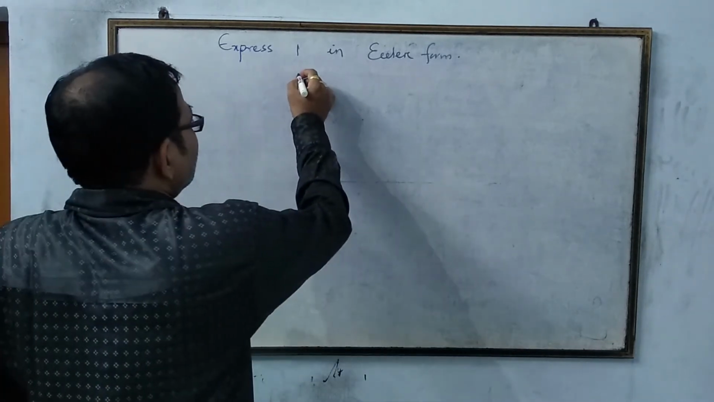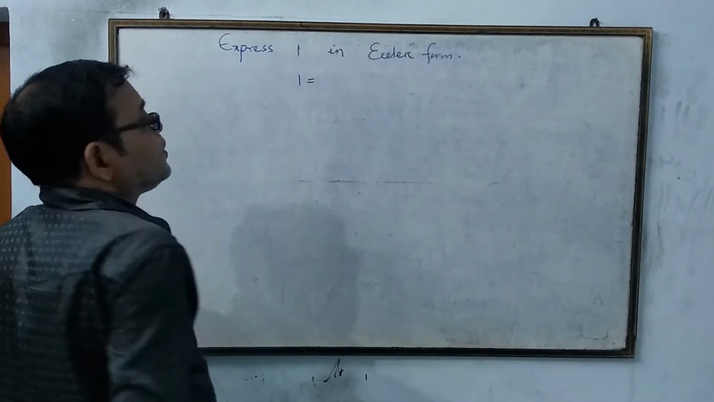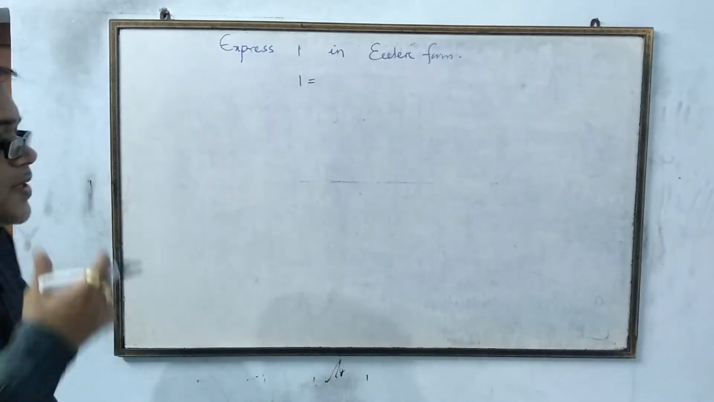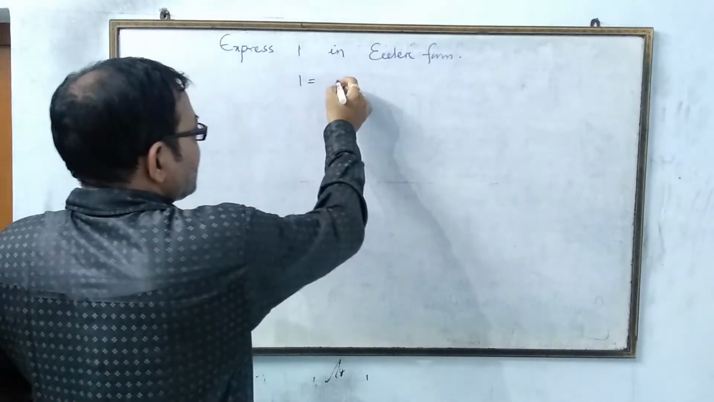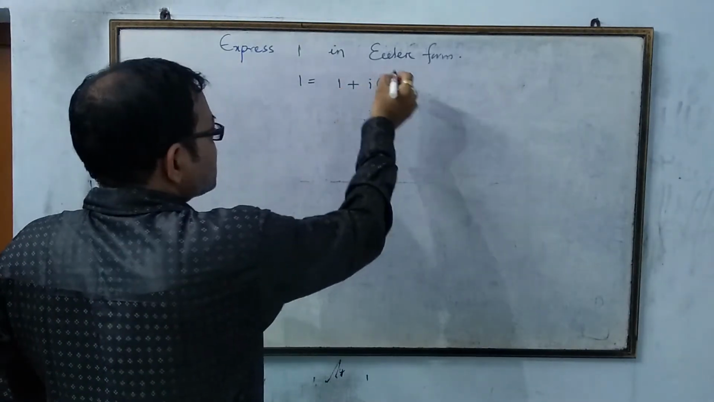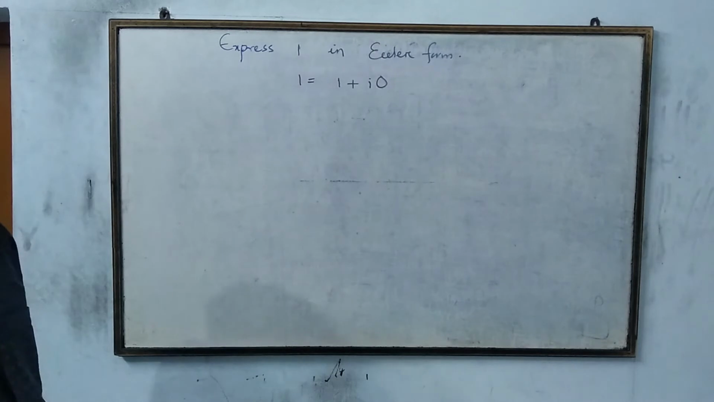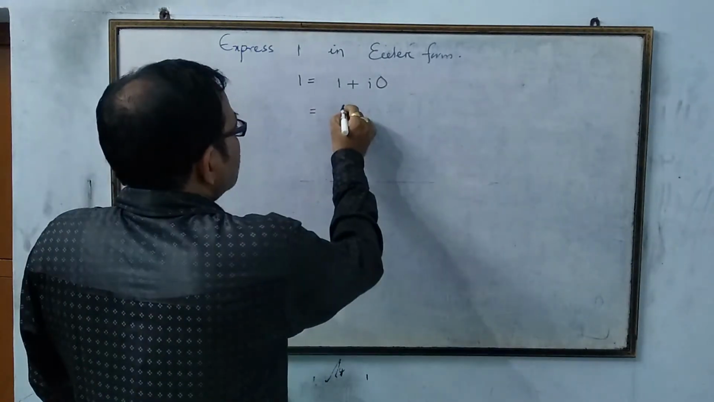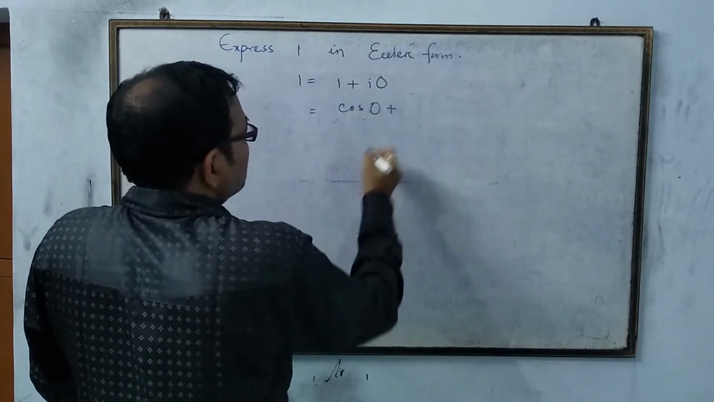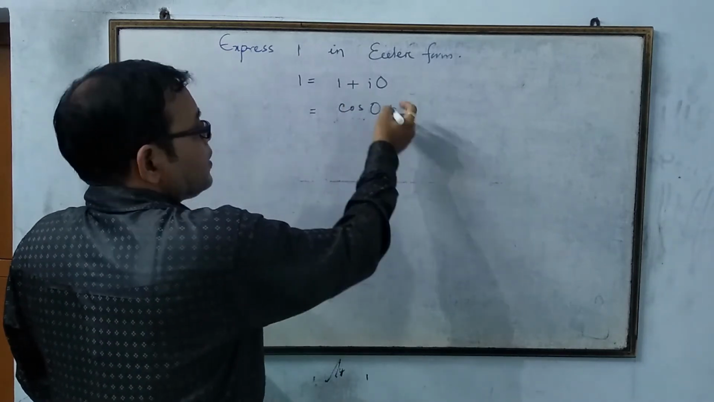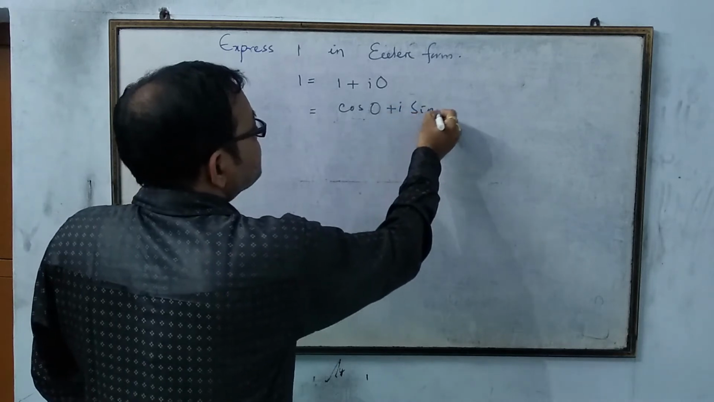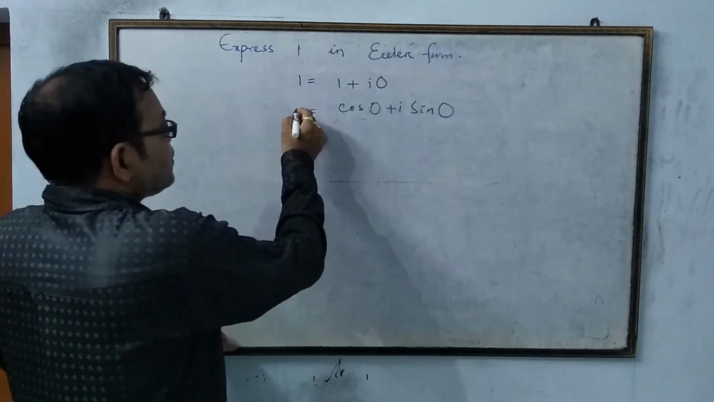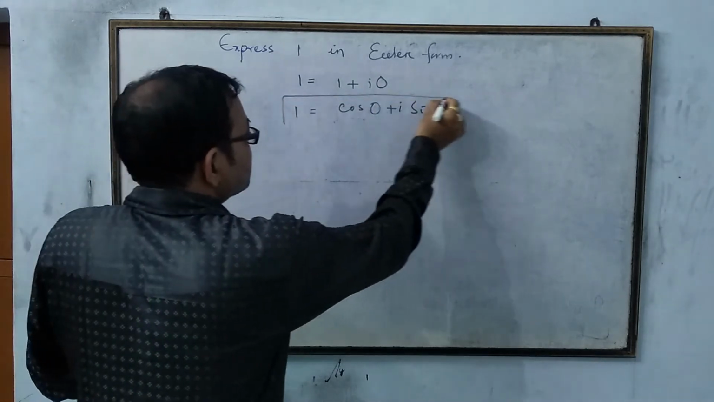Is 1 a complex number? Yes, 1 is a complex number. How? The real part is 1, the imaginary part is 0. That means I can write cos 0, which is 1, plus i into sin 0. So 1 is equal to cos 0 plus i sin 0.